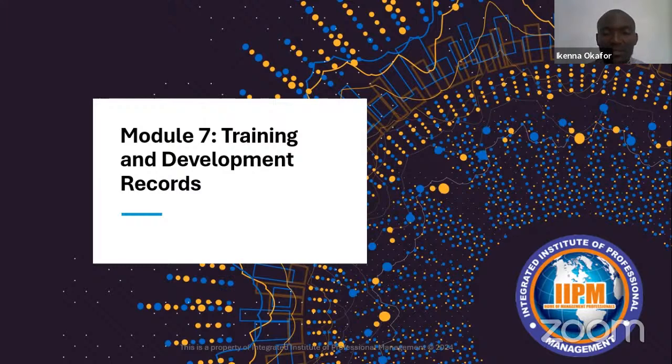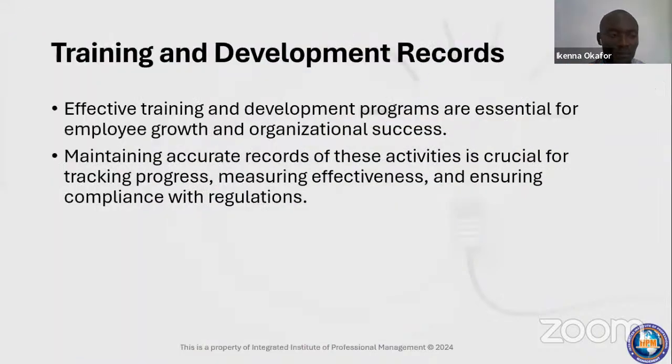Training and development record. Training and development is very important because it can be used to correct behavioral issues in the organization. It can also help organizations escape from litigation issues, like I mentioned. Even when you are talking about a PIP, you are going to subject some of them to certain trainings.